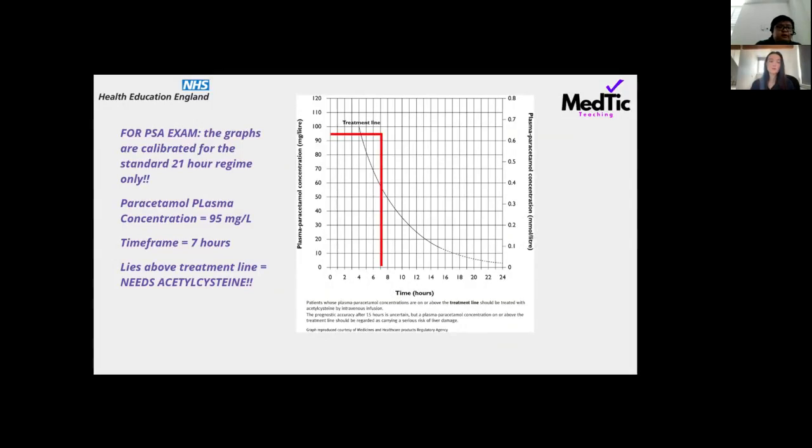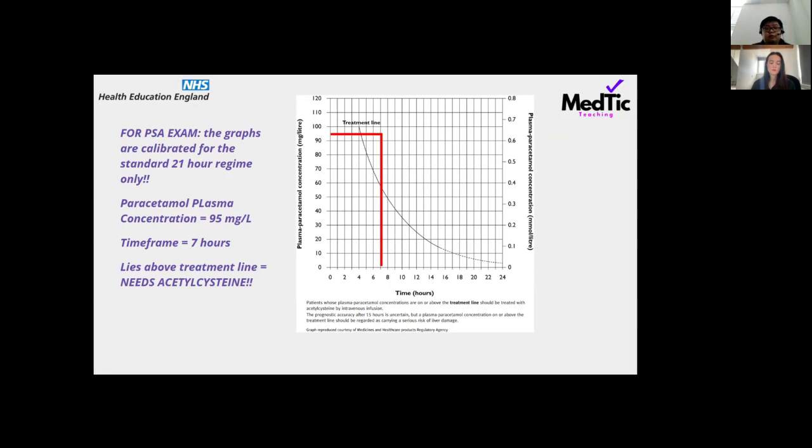So for the PSA exam, they will probably give you a paracetamol graph like this, or you probably need to see it in the BNF itself. Now these graphs, whether they choose to give you or you have to find in the BNF or Medicines Complete, are calibrated for the standard 21-hour regime only. So anything on the paracetamol page that says 12-hour regime or 14-hour regime, do not use that at all for the exam. We've taken his paracetamol concentration is 95, and the time frame 7 hours.